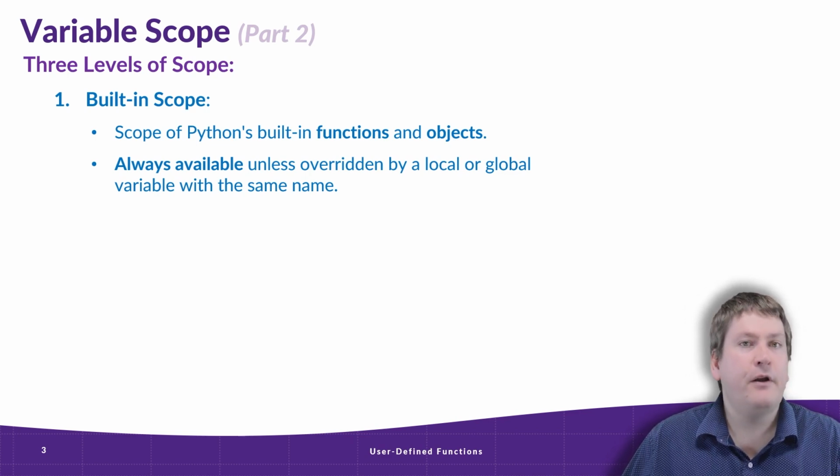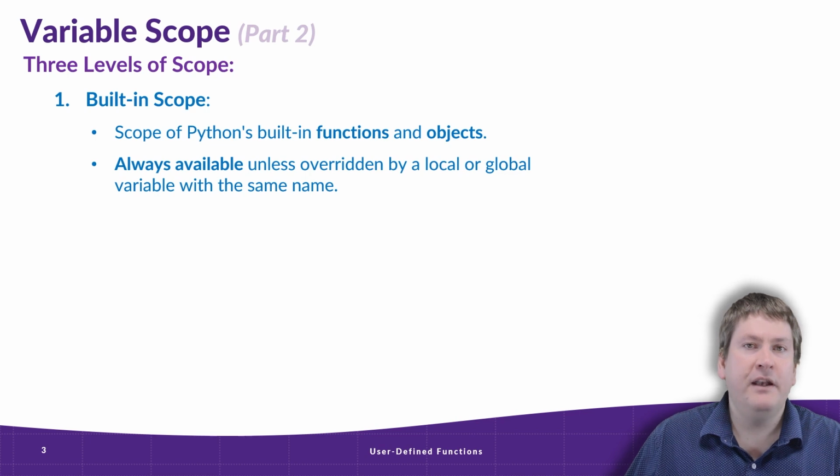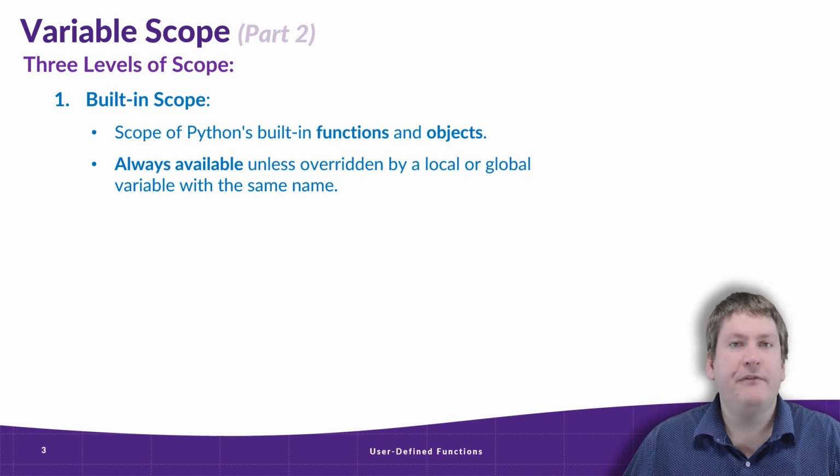And by built-in scope, we mean that these built-in functions are accessible almost anywhere in Python, regardless of what module or function you're in. They're always available. The only exception would be if you were to name a local or global variable with the same name, that sort of overrides them.